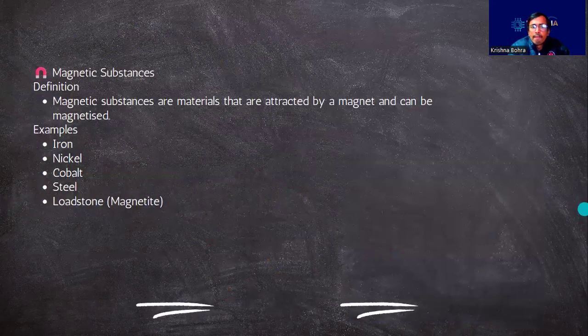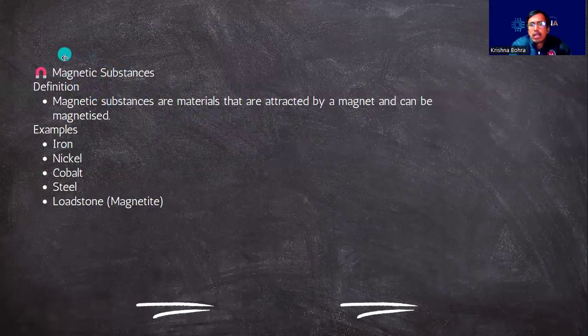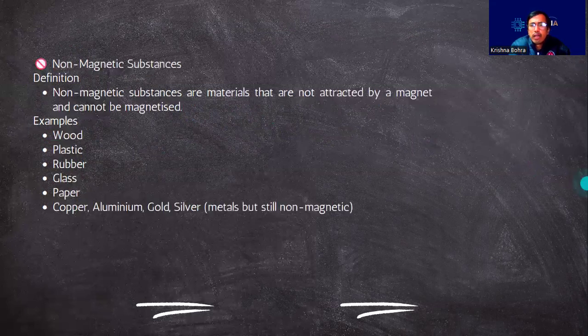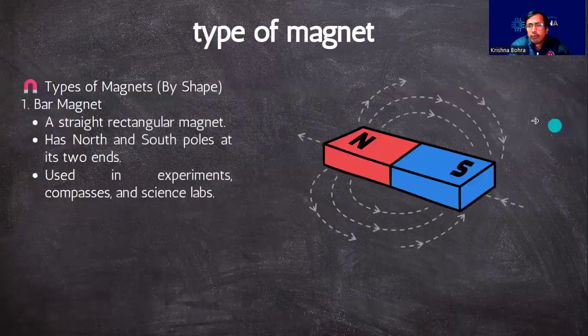Okay. So what are magnetic substances made up of? They are made up of iron, nickel, and cobalt primarily. There might be some other substances, but these are the primary elements of which a magnet is made. There are also non-magnetic substances. The basic definition would be that substances which don't attract a magnet are non-magnetic, like wood, plastic, rubber.